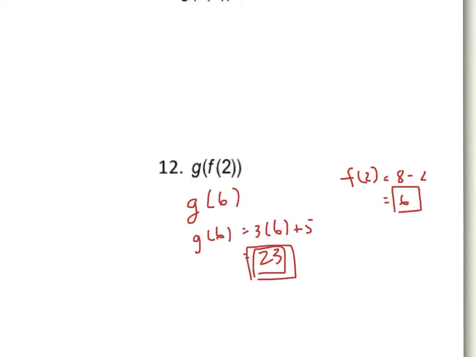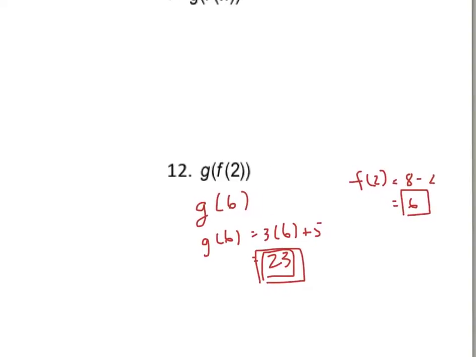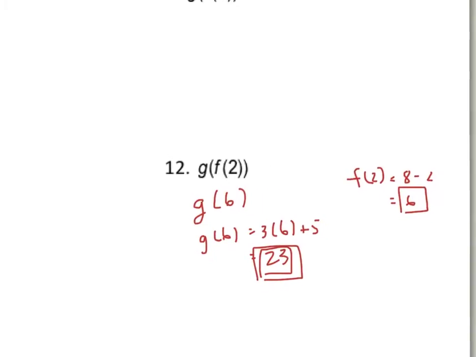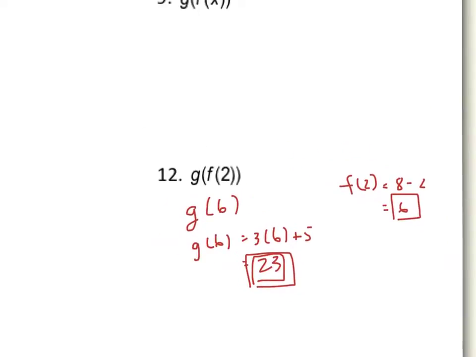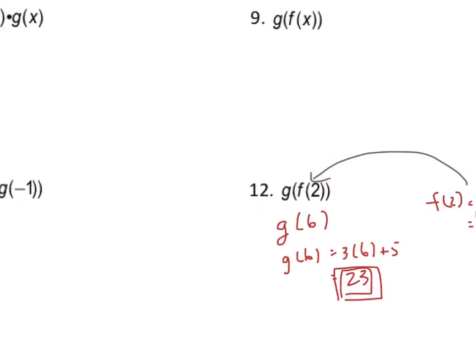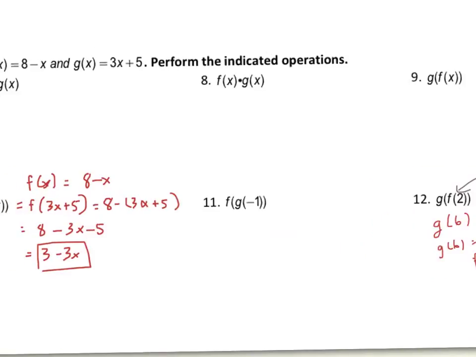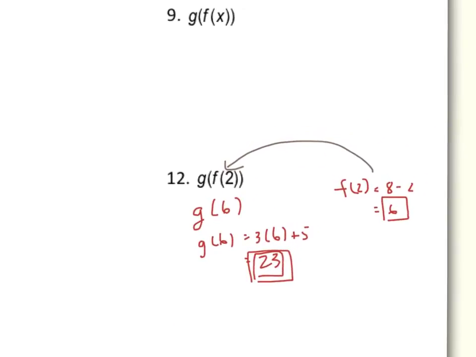So don't panic when there's a number. Just work inside out. You're going to take f of 2. Once you know f of 2, you simply plug that in. So f of 2 is 6, so now it's g of 6. Now you look and say, okay, what's g of x? Well, g of x was 3x plus 5, so g of 6 would be 3 times 6, which is 18, plus 5.